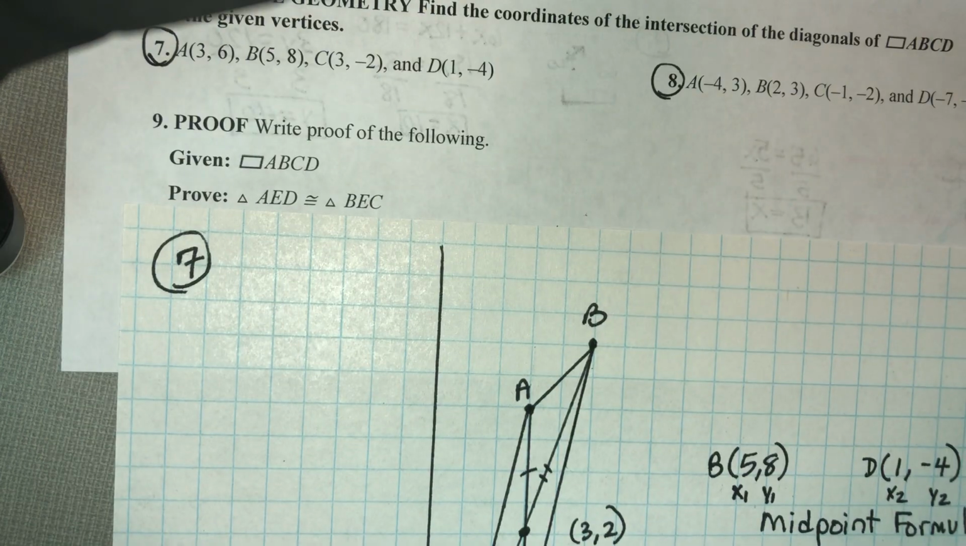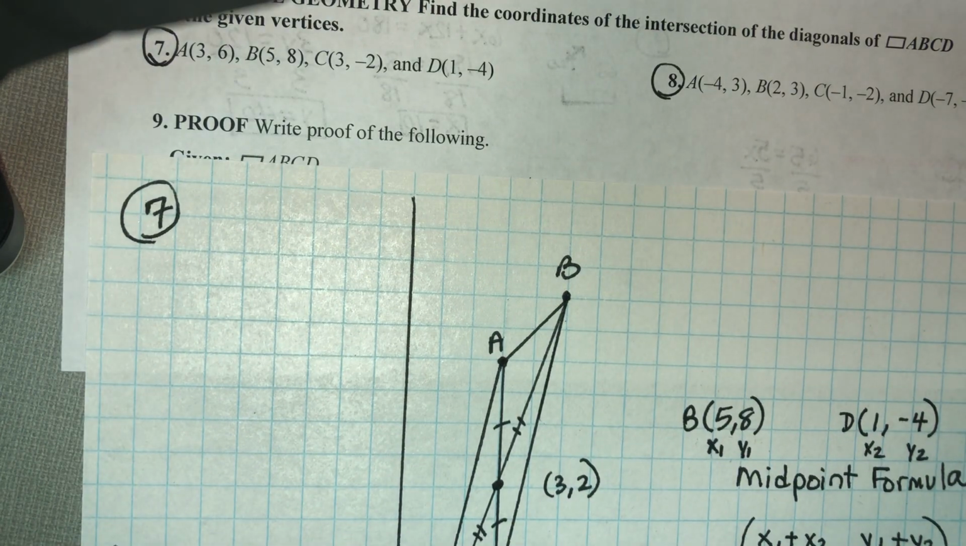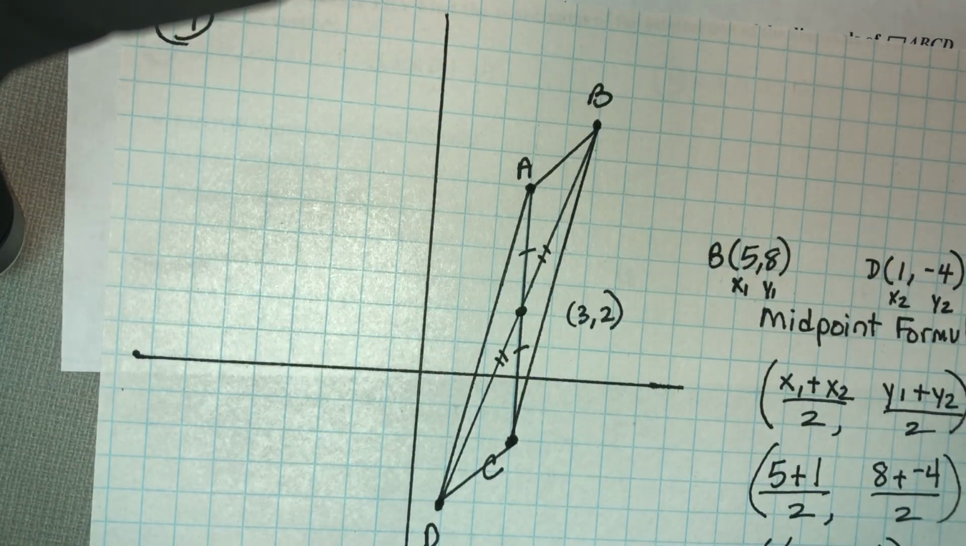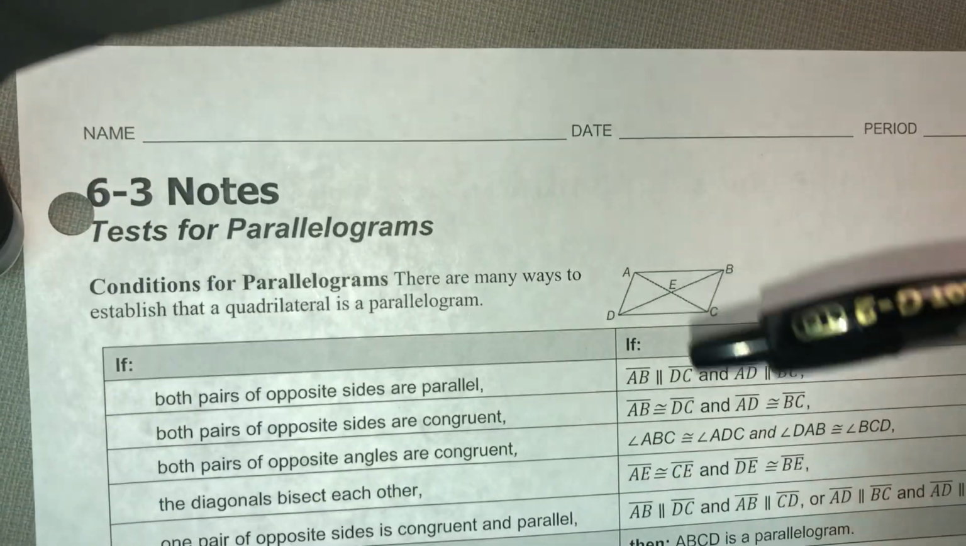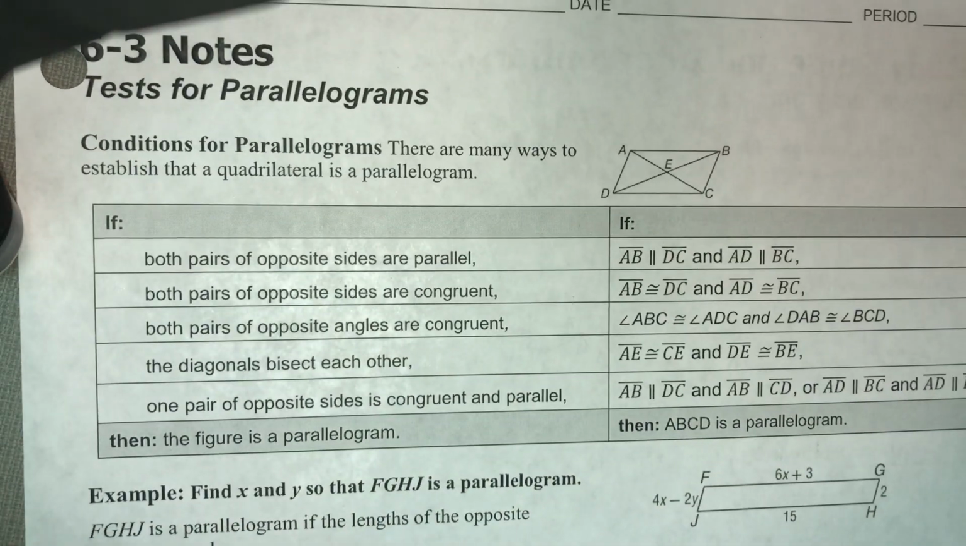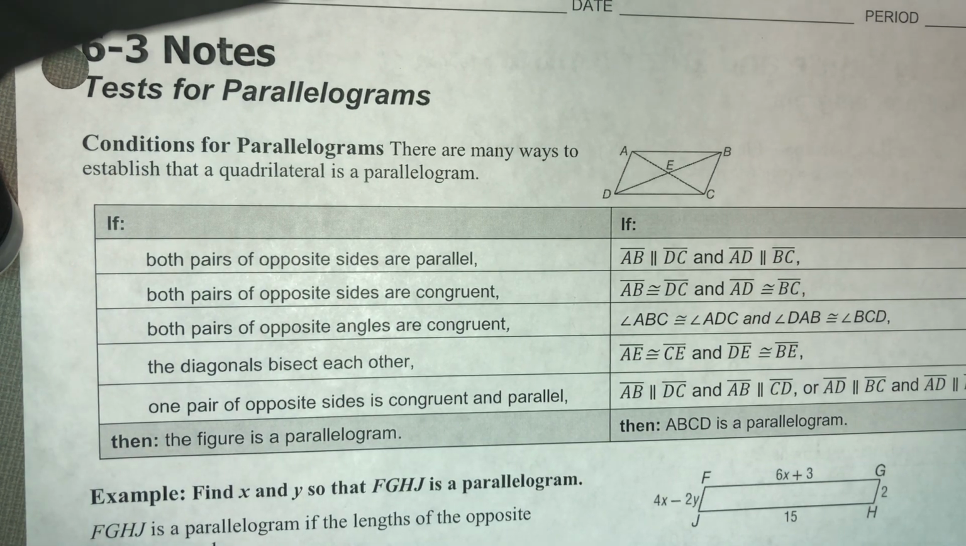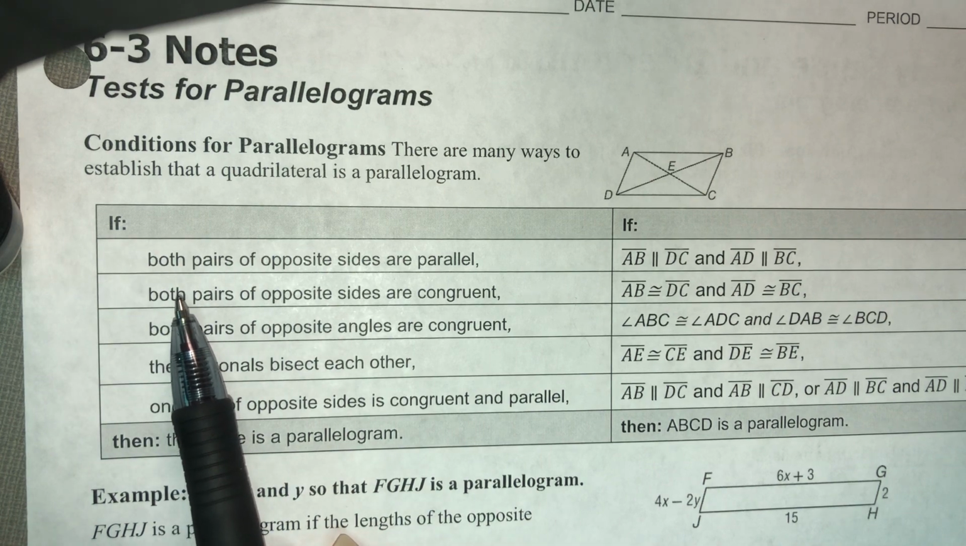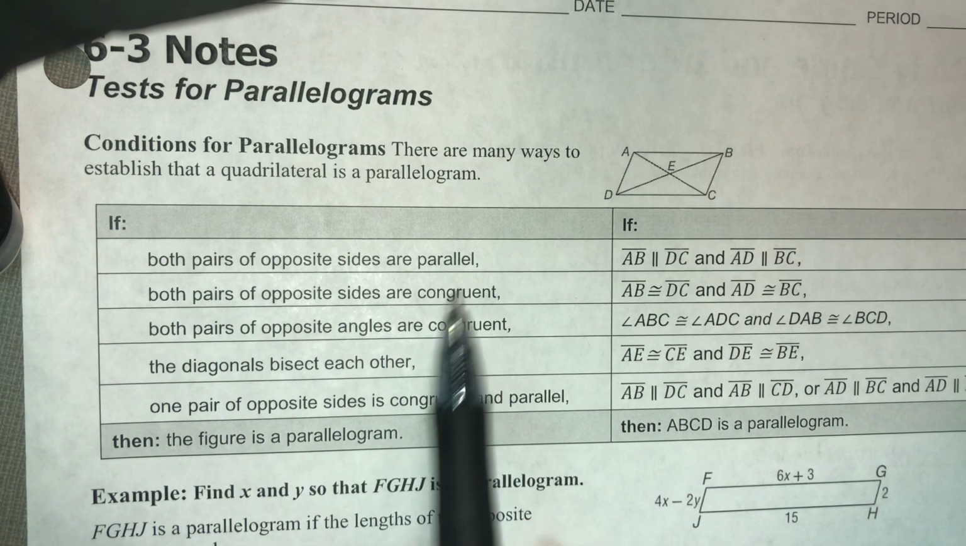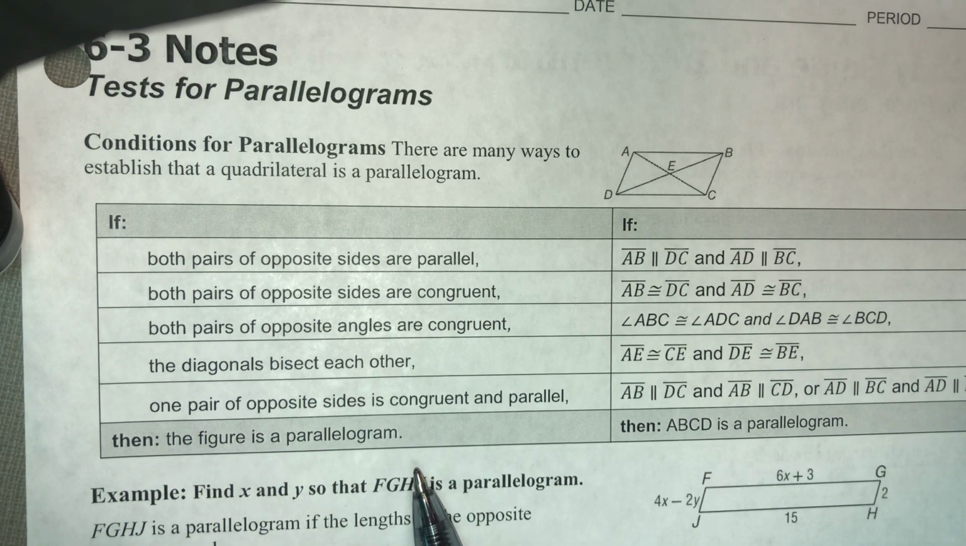Okay, let's go on and look at some problems about testing for parallelograms. So on this paper, it says, conditions for parallelograms. There are many ways to establish that a quadrilateral is a parallelogram. If both pairs of opposite sides are parallel, then the figure is a parallelogram.